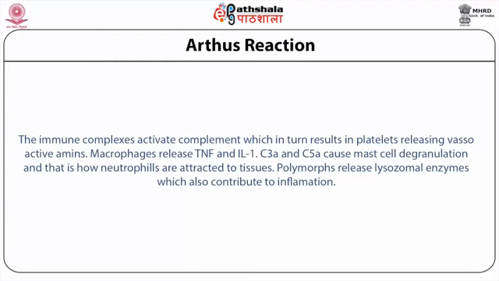The immune complexes activate complement, which in turn results in platelets releasing vasoactive amines. Macrophages release TNF and IL-1, and C3a and C5a cause mast cell degranulation, and that is how neutrophils are attracted to tissues. Polymorphs release lysosomal enzymes which also contribute to inflammation. The inflammation is maximal after 5 to 6 hours and grossly looks as shown in the figure.